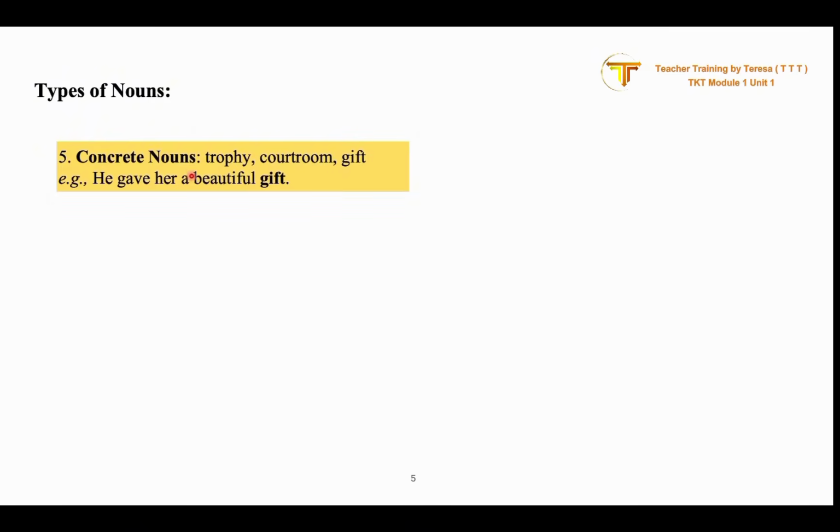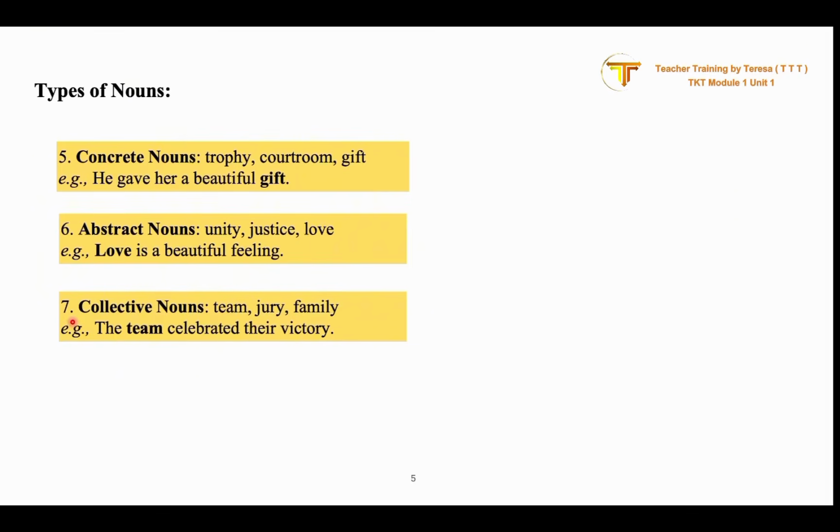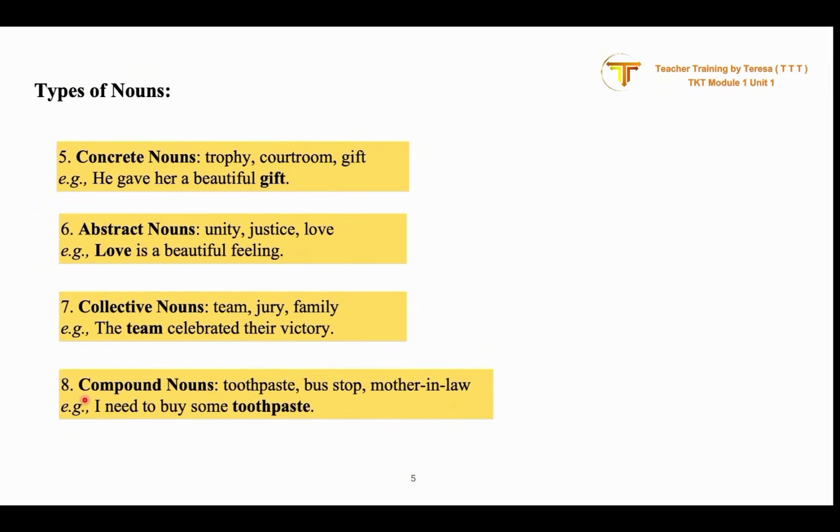5. Concrete nouns: trophy, courtroom, gift. He gave her a beautiful gift. 6. Abstract nouns: unity, justice, love. Love is a beautiful feeling. 7. Collective nouns: team, jury, family. The team celebrated their victory. 8. Compound nouns: toothpaste, bus stop, mother-in-law. I need to buy some toothpaste.